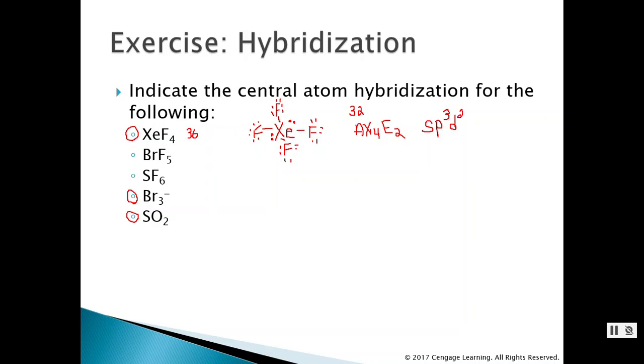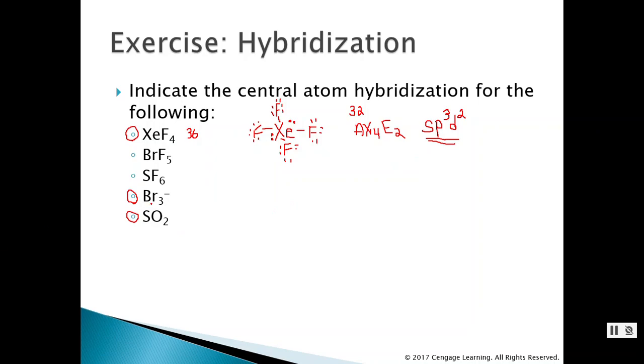sp3d2, because then that gives me a total of 1 plus 3, 4, 5, 6 hybrid orbitals. I'm going to mix 1 s, 3 p, and 2 d orbitals to give me 6 hybrid orbitals. So the hybrid orbitals used by that central atom in XeF4 have an sp3d2 hybridization. You could have also gotten that information from the previous chart that I introduced in the previous video, if you're still memorizing.